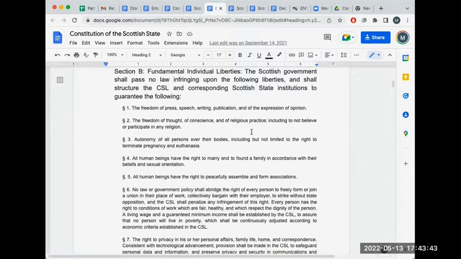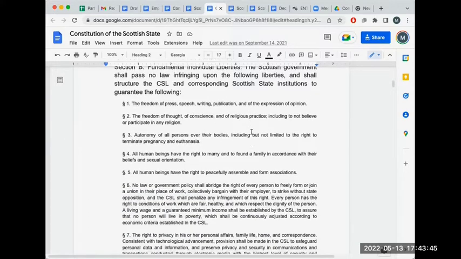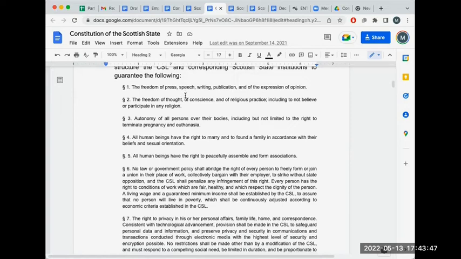Okay, then the fundamental individual liberties: freedom of speech, press, writing, publication, and expression of opinion; freedom of thought, conscience, and of religious practice, including not to believe or participate in any religion; autonomy of all persons over their bodies, included but not limited to the right to terminate pregnancy and euthanasia. All human beings have the right to marry and found a family in accordance with their beliefs and sexual orientation. All human beings have the right to peacefully assemble and form associations.